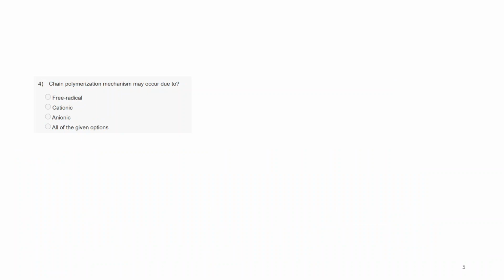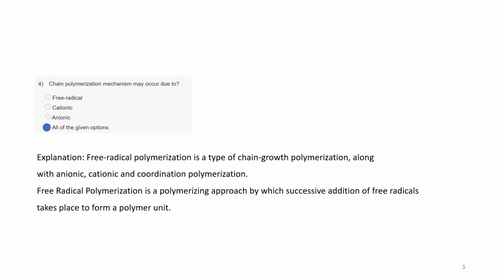Now, the fourth question is, chain polymerization mechanism may occur due to, and your options are free radical, cationic, anionic or all of the above given options. So these are various mechanisms of polymerization. In the case of chain polymerization or addition polymerization, which mechanism is used? The answer will be all of the given options.